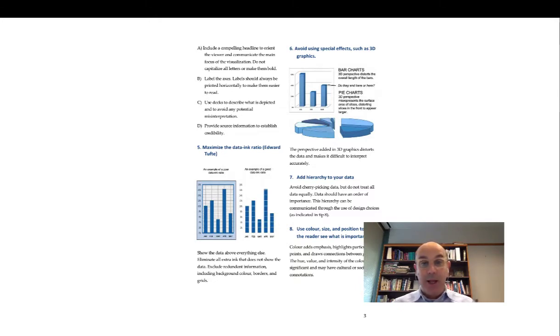establish credibility. Rule 5 is where we are going to talk about that, and that's why I bring Edward Tufte into the discussion. Minimize the data-ink ratio. And the issue of data-ink, I will discuss with how Tufte looks at that and what formula he provides us to use. Rule number 6, avoid special effects such as 3D graphics.